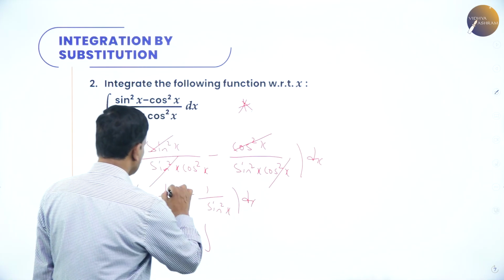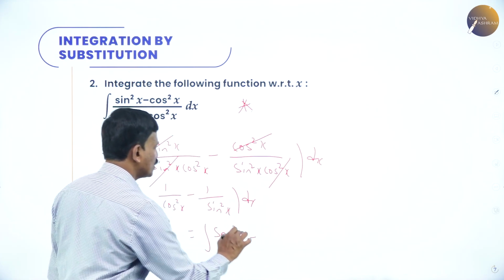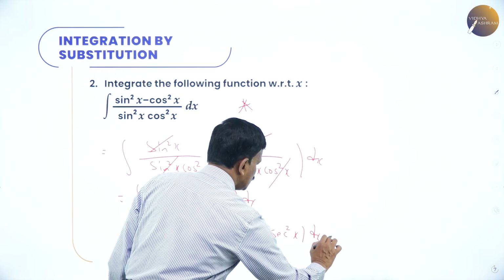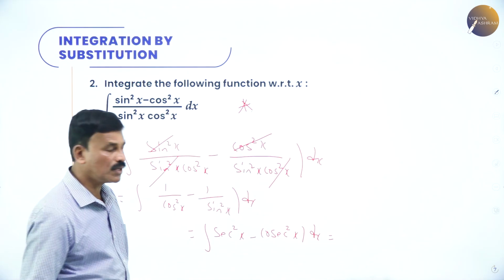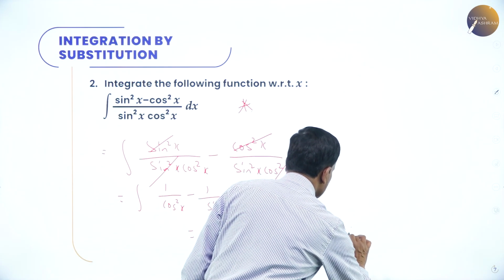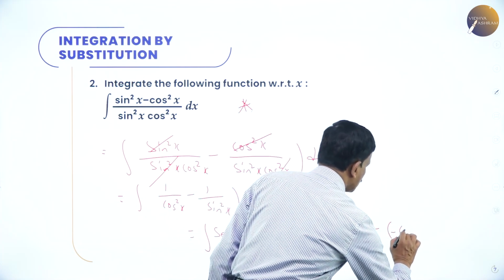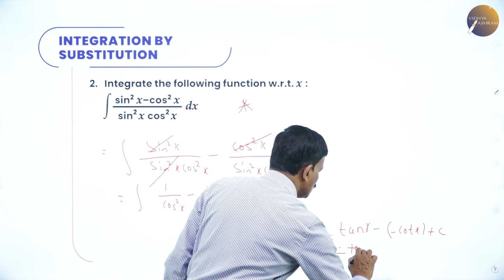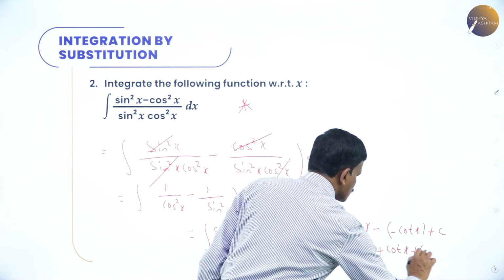This is equal to the integral of 1 over cos square, which is secant square, minus 1 over sin square, which is cosecant square x. Now that is equal to integrating. The integral of secant square x is tan x. The integral of cosecant square x is minus cot x. So the integral of secant square x is tan x, minus the integral of cosecant square x, which is minus cot x, plus c. This is equal to tan x, minus into minus, plus cot x plus c is the answer.